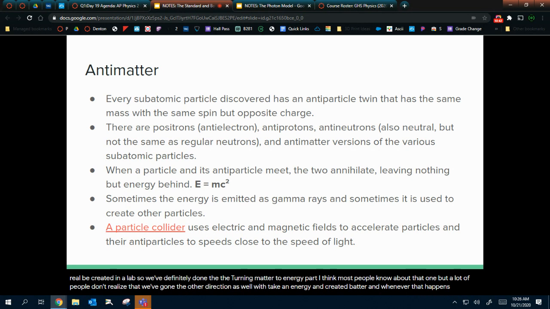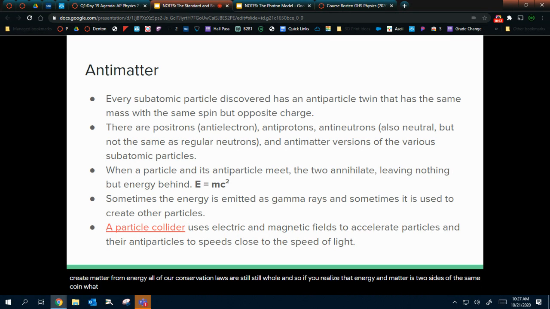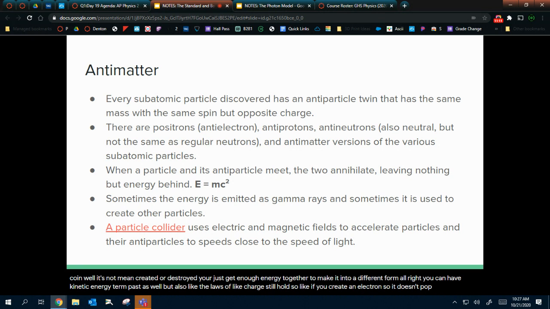And whenever that happens, if we create matter from energy, all of our conservation laws still hold. If you realize that energy and matter are just two sides of the same coin, well, it's not being created or destroyed. You're just getting enough energy together to make it into a different form, right? You can have kinetic energy turn to gravitational potential. You can have it turn into mass as well. But also, the laws of charge still hold. So if you create an electron, it doesn't pop into existence by itself. You also create a positron. And so you have a positive and a negative, so charge is still balanced.